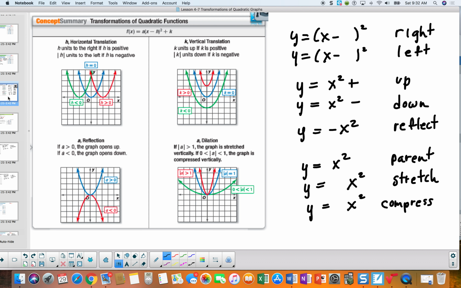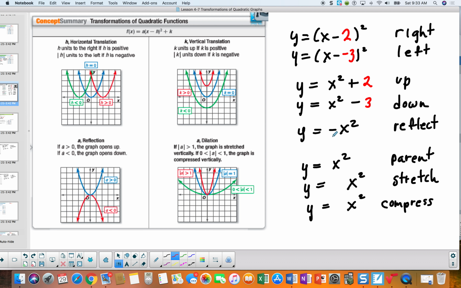All right, so transformation of quadratic functions. Let's review a little bit. Now, if you put a number that's positive here for your h, you are moving it to the right. If you put, say, a negative number in here, that's going to simplify to x plus 3. That's going to be a left movement. Up movement, k has to be positive. Down movement, this will be negative, so that will be down 3.